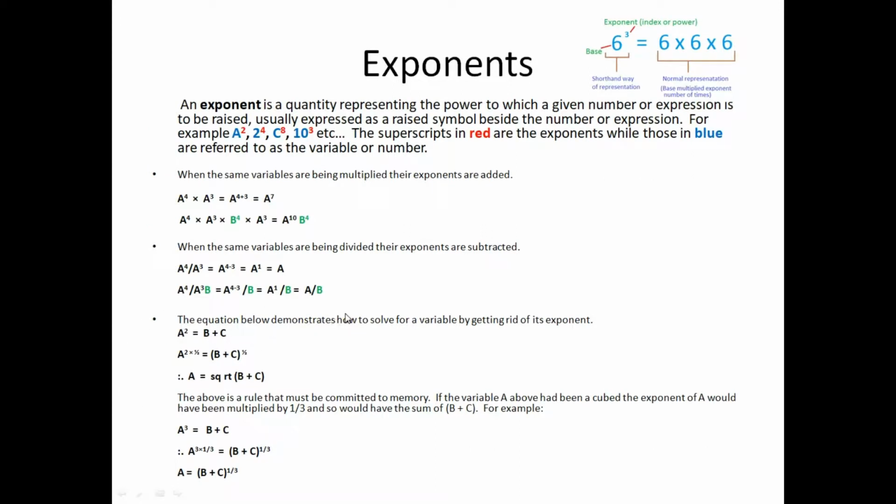The equation below demonstrates how to solve for a variable by getting rid of its exponent. So if you have a squared equal to b plus c, if you want to get rid of the square, if you just want to solve for a, you will multiply the 2 by a half, because 2 is a whole number which is practically over 1. So you will have 2 over 1 times 1 over 2. The 2's will cancel out. And the same thing you do for this side, you have to do for this side. So everything together is raised to the power of 1 times a half.